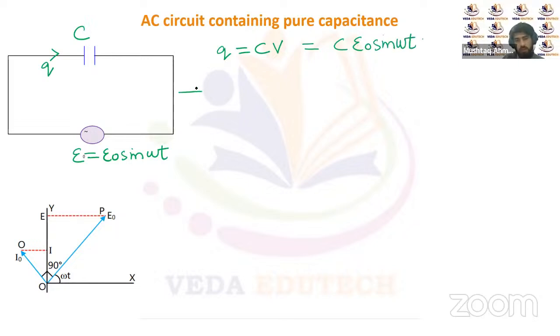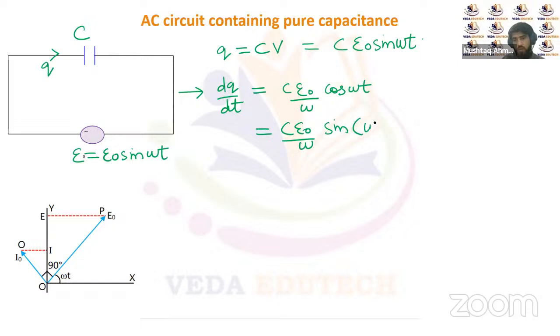To calculate the value of current, we take the first derivative of the instantaneous charge with respect to time. So it will be C times E naught omega cos of omega t. We can also rewrite it as C E naught omega sine of omega t plus pi by 2, so that we can compare it with the voltage. So this is the value of current.